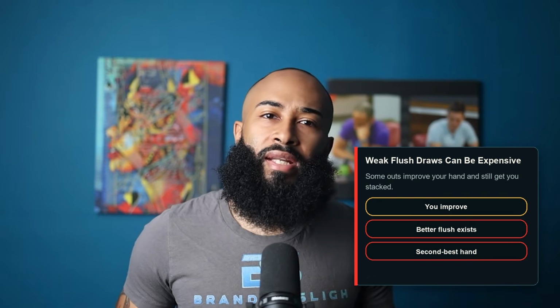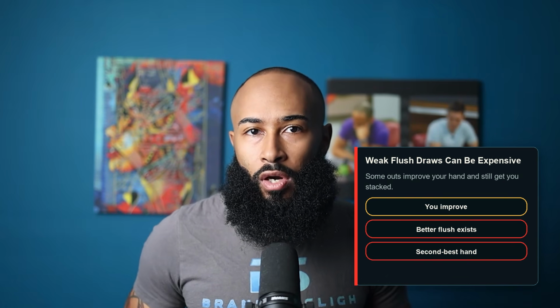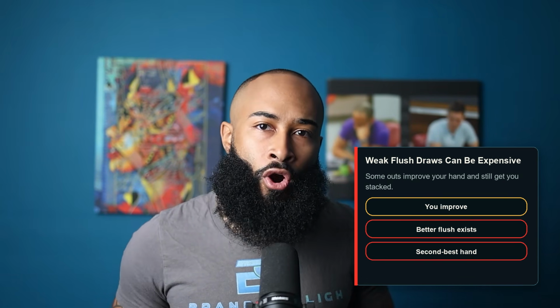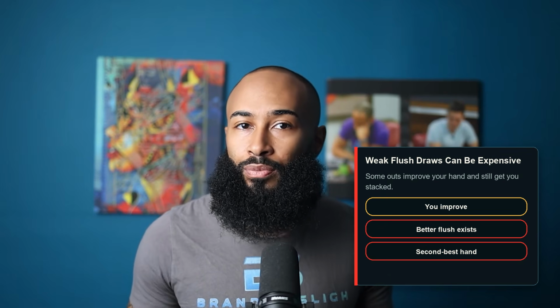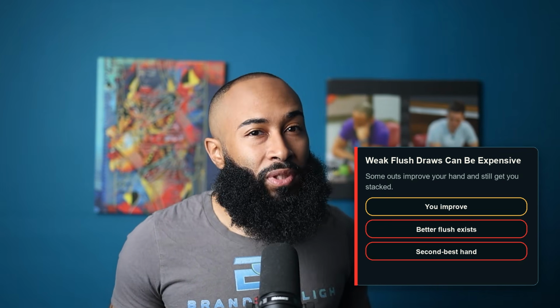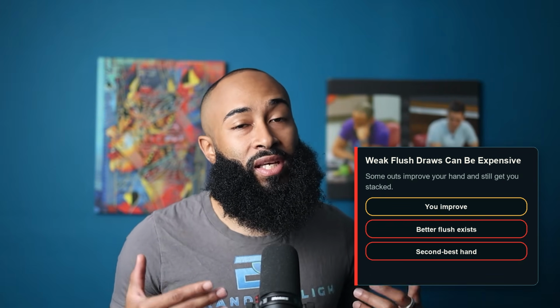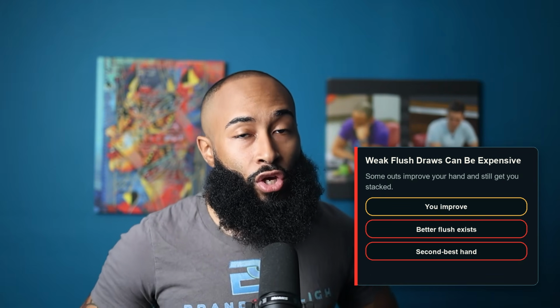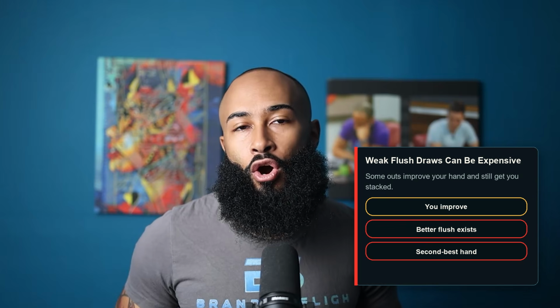The same thing can happen with a weak flush draw. If you have 6-5 of hearts on a jack 9 deuce 2-heart board, a heart gives you a flush. But if another player can have the ace high or king high flush draw in their range, your out can become the card that gets you stacked. This is an important factor to always consider.